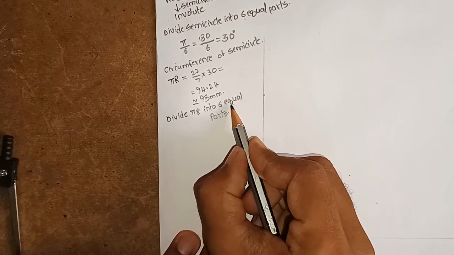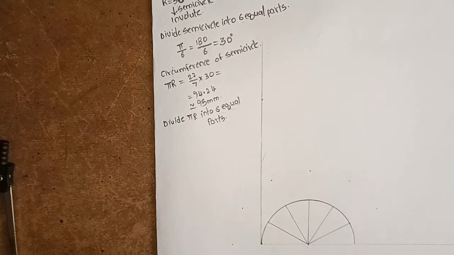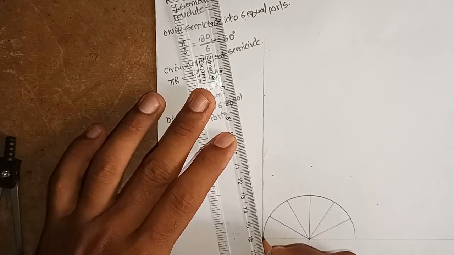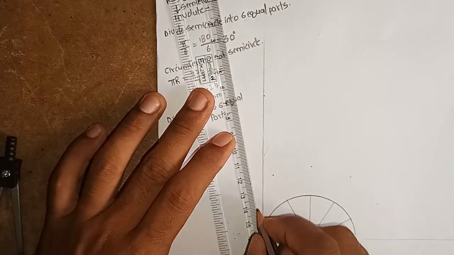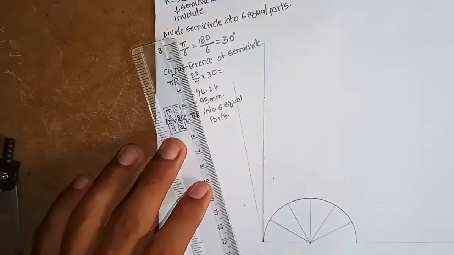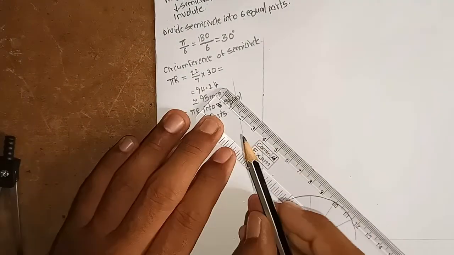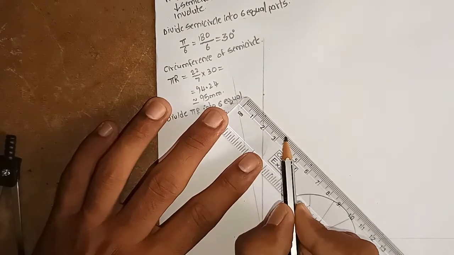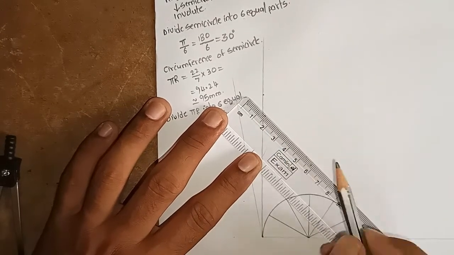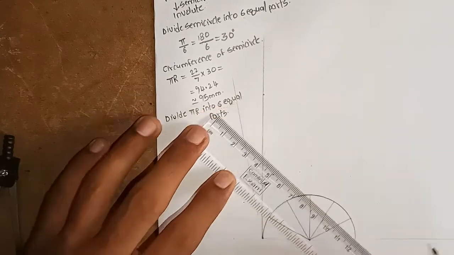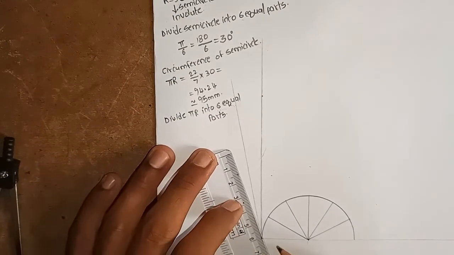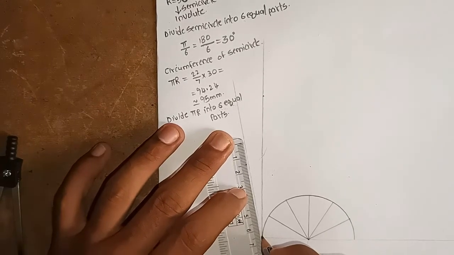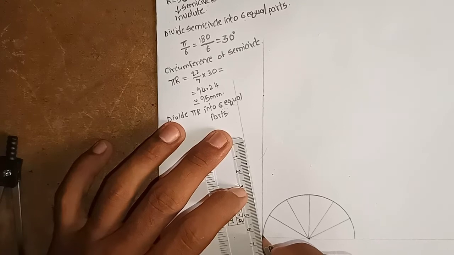6 equal parts. We know very well how to divide a line into an equal number of parts. Here we have to divide that one into 6 equal parts. Take any acute angle, with any radius, with any angle. Now we have to divide it into 6 equal parts.